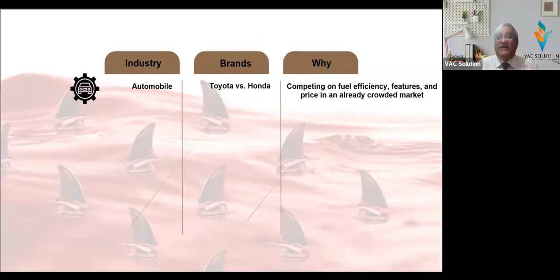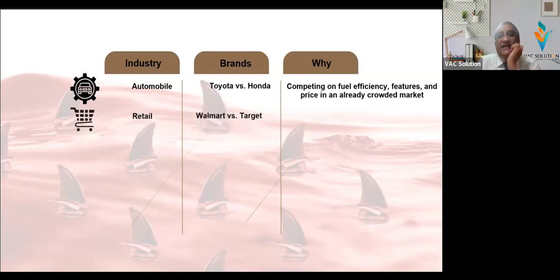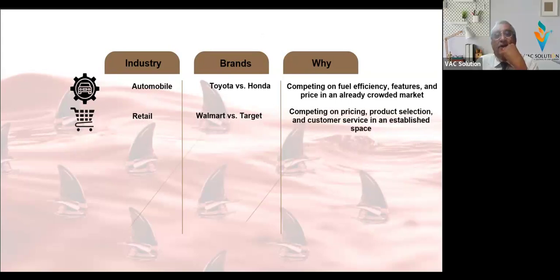Now let us go to the second one. In retail, what is it they are fighting against? Retail industry is again the quality and price. Let us see Walmart and Target or Big Bazaar and DMart, competing on pricing, product selection, customer service in an established space.